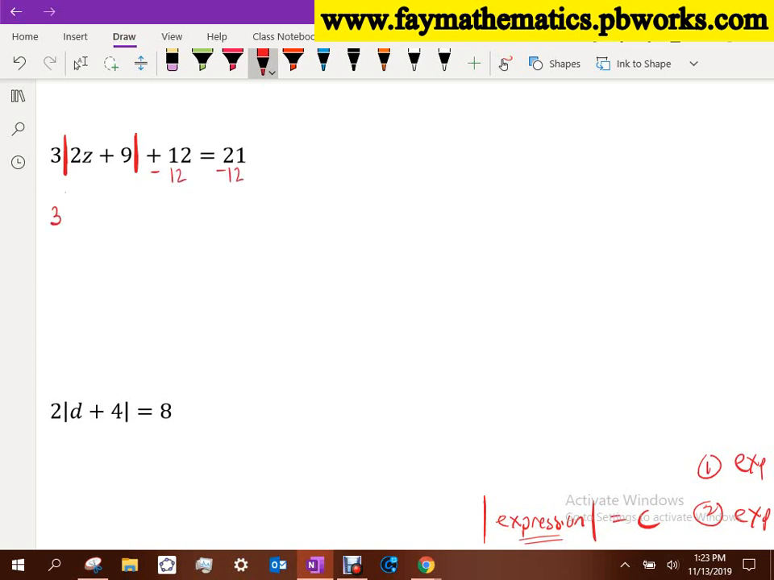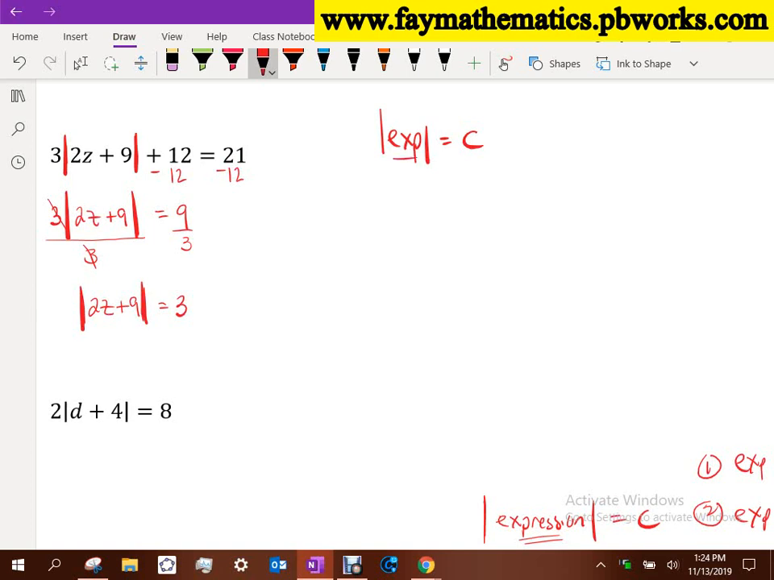Okay, so now I got 3 times the absolute value of 2z plus 9 equals 9, right? Now is that absolute value of an expression equal to c yet? No, so I need to keep going. So what do I need to do now? I need to divide. This 3 here, guys, there's no symbol between 3 and the absolute value, so it means multiplication. I'm going to undo that through division. So those cancel. And now I have the absolute value of 2z plus 9 is equal to 3.